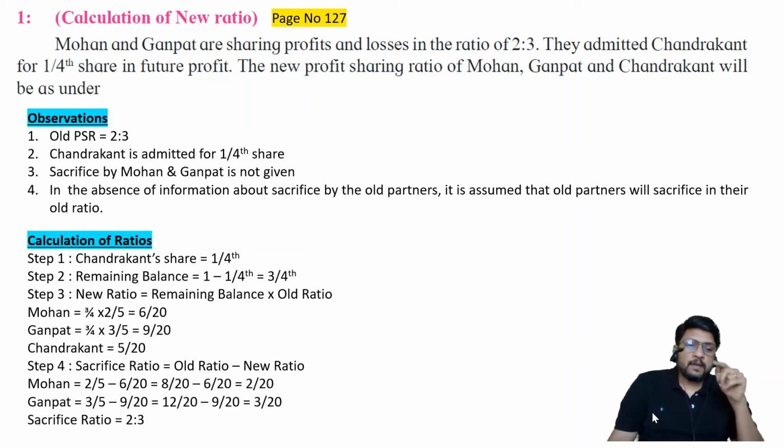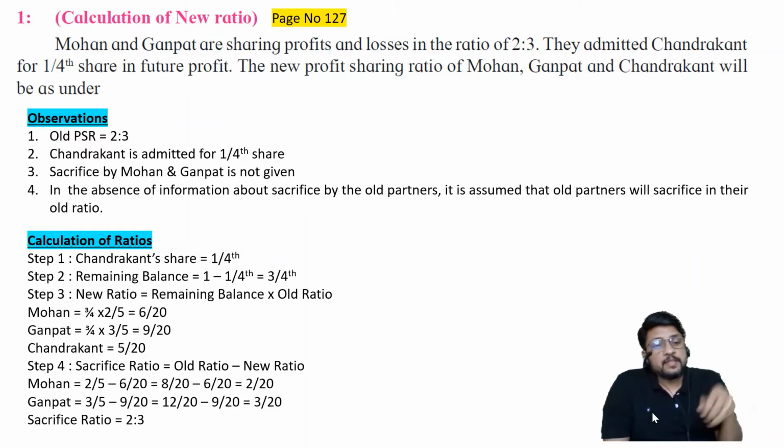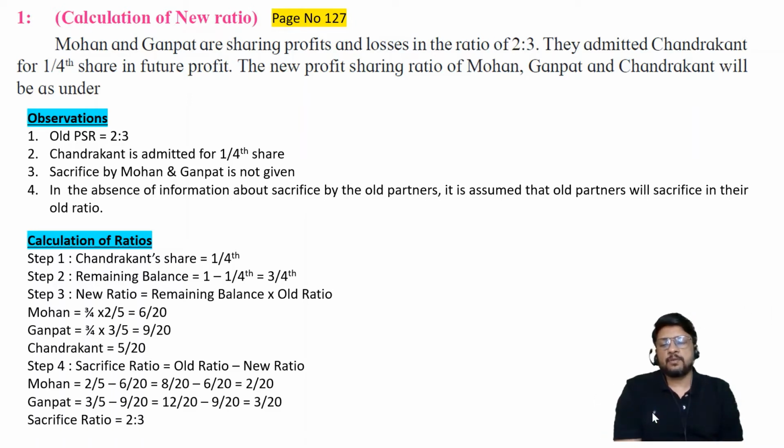but how this new partner's share is sacrificed, how it is made up, who gave how much, is not given. Then we assume that the old partners must be sacrificing in their old ratio. In other words, old ratio and sacrifice ratio are the same, and that can be seen here. So new ratio is how much? New ratio is 6:9:5 and sacrifice ratio is 2:3.